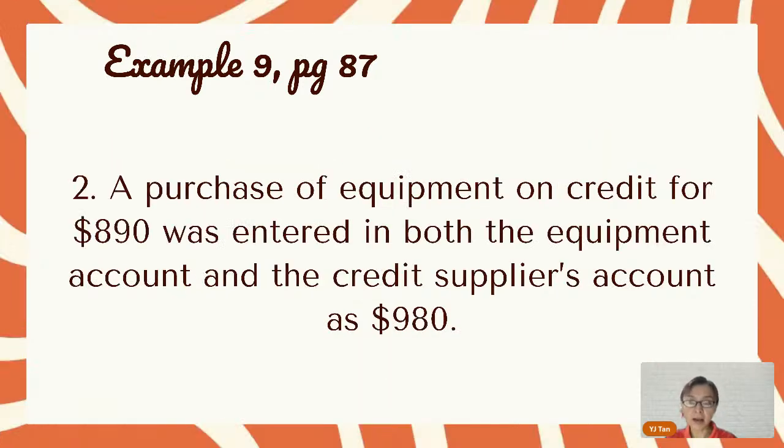All right, next example. A purchase of equipment, which is an asset, on credit for $890 was entered in both the equipment account and the supplier's account as 980. I have to emphasize that because this question already said both were entered as 980. So it's wrong, right? The amount is wrong, so we need to adjust it. How to adjust it?